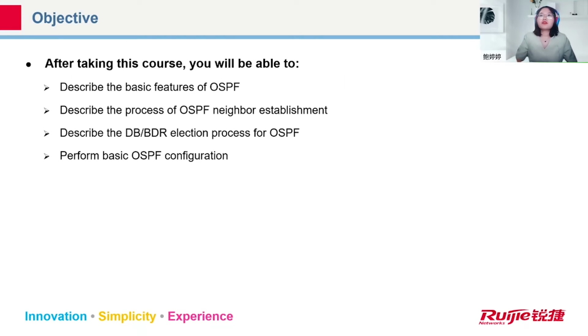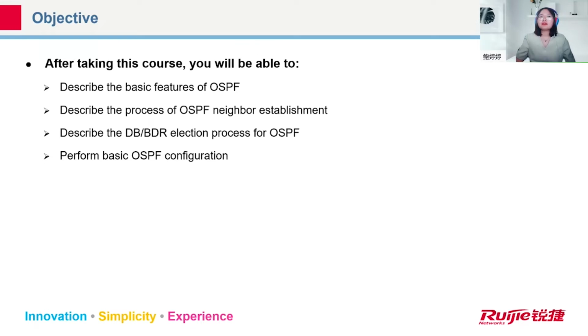After taking this course, we hope that first you can describe some basic features of OSPF. The key point is that we have to know how OSPF works. Yesterday we talked about the basics of the routing table. Dynamic routing protocols have 4 main steps to calculate routes, right? The first one is to find the neighbor. So we also have to know the process of establishing an OSPF neighbor relationship. This is the first one.